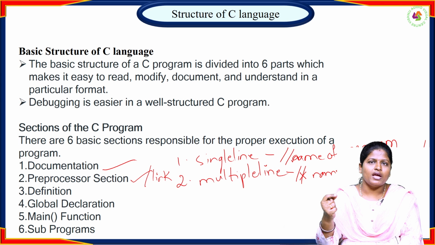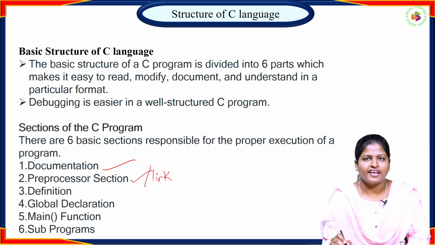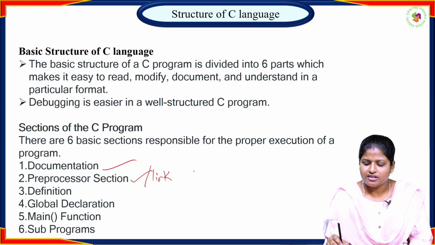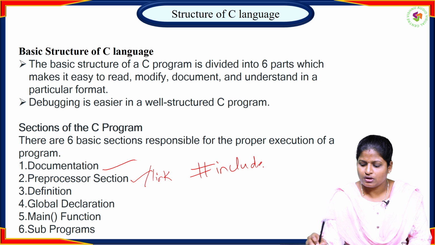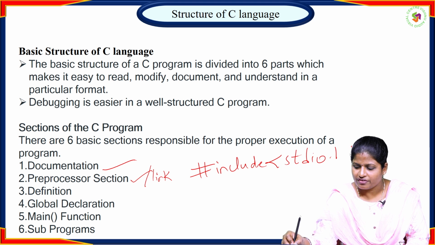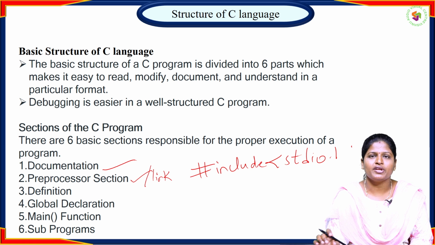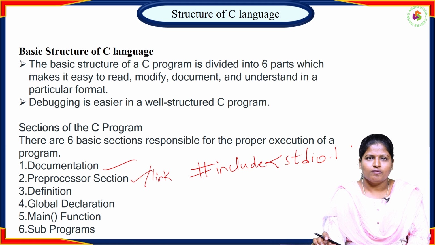So we include a library file using #include. Here we write the link section by writing the statement #include <stdio.h>. Like this we write the link section. It is also called the preprocessor section.